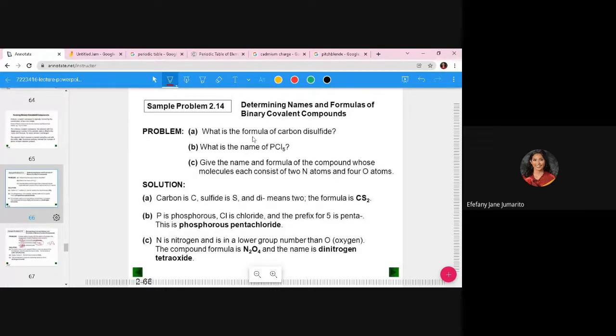Okay, this one, letter A. Letter B, what is the name of letter B? Or for letter A with carbon, what is the formula? Hello?